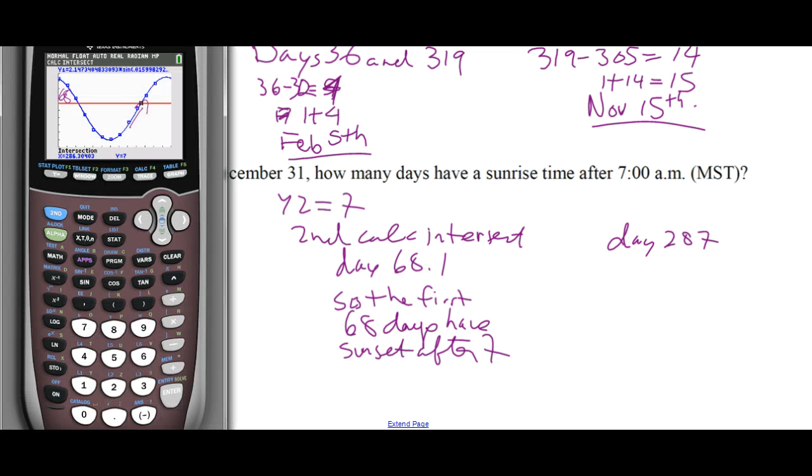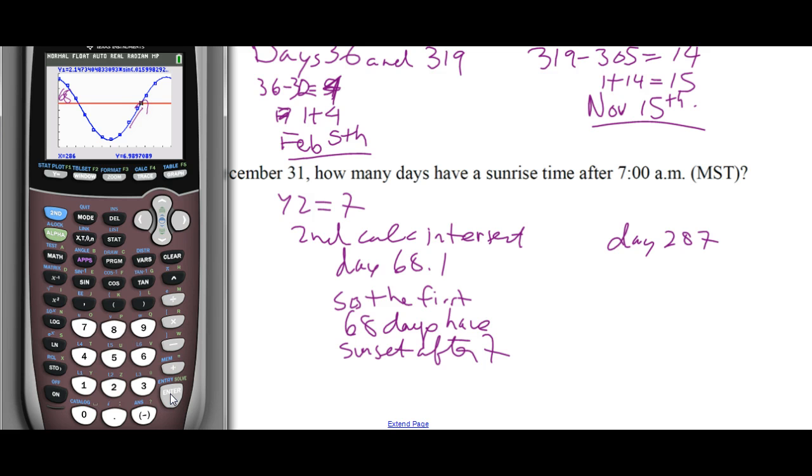If I went second calc value and said, show me the time on day 286, it comes back 6.98. That's really close to 7. It's probably mere seconds away, but it is still before 7, and we want after 7. So we know that there is no exactly 7, not on a particular day. But we say on day 287.